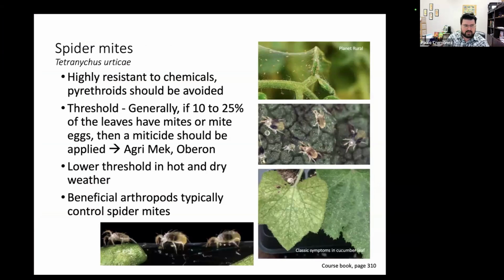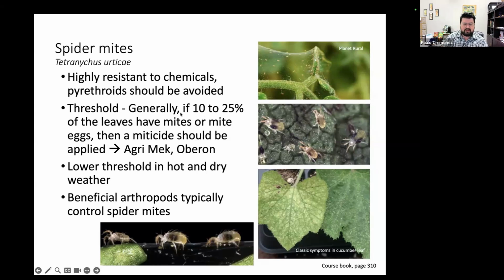Moving on to the spider mites, just quickly talking about the main pest, the two-spotted spider mite, Tetranychus urticae. They are highly resistant to chemicals. Pyrethroids should absolutely be avoided. There are many exclamation points here because pyrethroids absolutely will boost up spider mite populations.